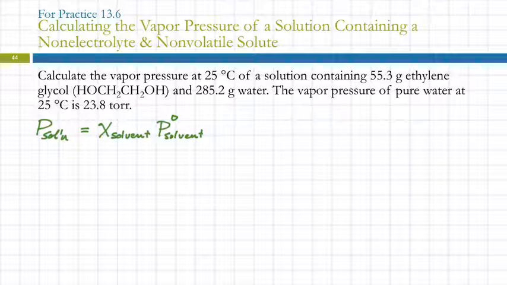So they gave us the vapor pressure of the pure solvent, and this is at the same temperature that we're looking at. So this is P0. We're trying to find this. We've got this. So we need the mole fraction. Well, we just learned how to do mole fractions.